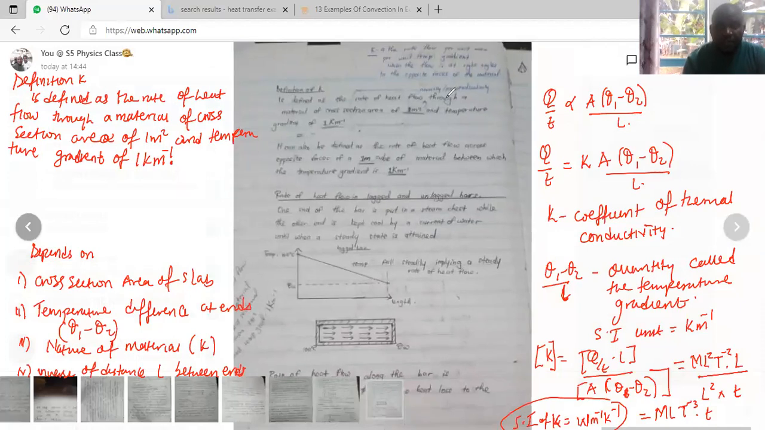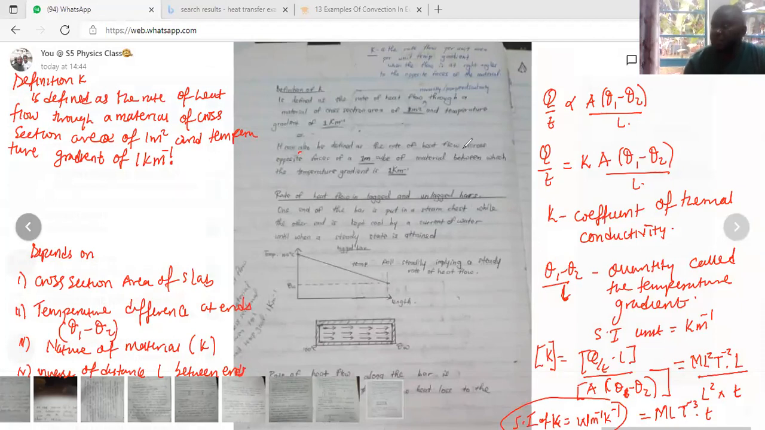So the second way we can define it is also presented here. It can also be defined as the rate of heat flow across the opposite faces of a 1 meter cube of the material between which the temperature gradient is 1 Kelvin per meter. So that's another way you can define the thermal coefficient of conductivity.